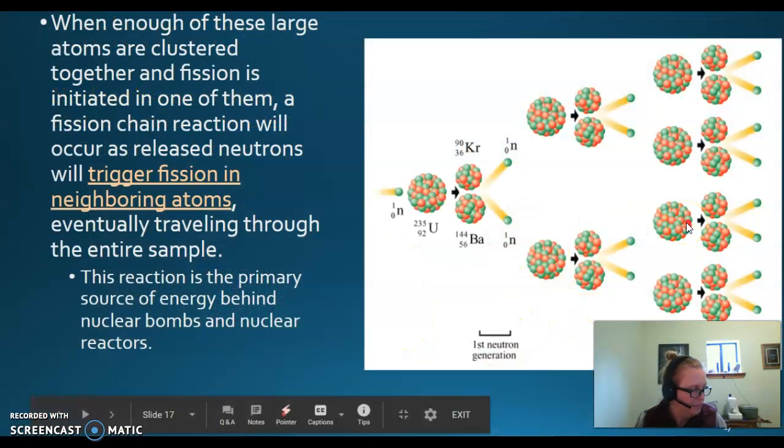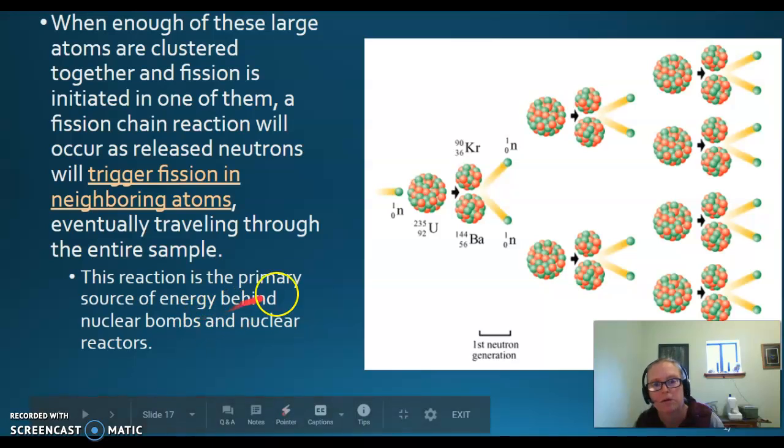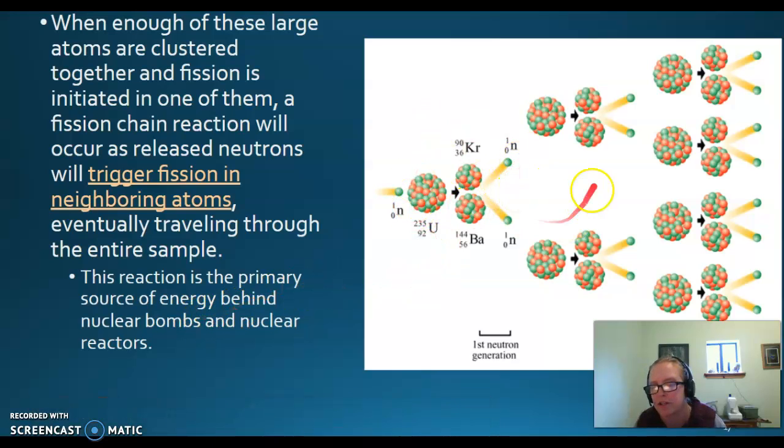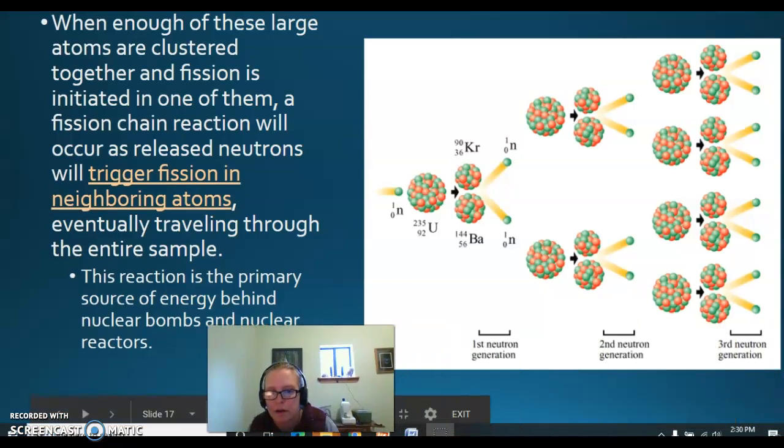All right. So when enough of these large atoms are clustered together, a fission chain reaction will occur as released neutrons trigger fission in neighboring atoms, eventually traveling through the entire sample. So this is the primary source of energy behind nuclear bombs and nuclear reactors, and this is another image of it. It just keeps going and going and going, kind of a chain reaction. You can see the first generation, second, third, and it just keeps going on and on.